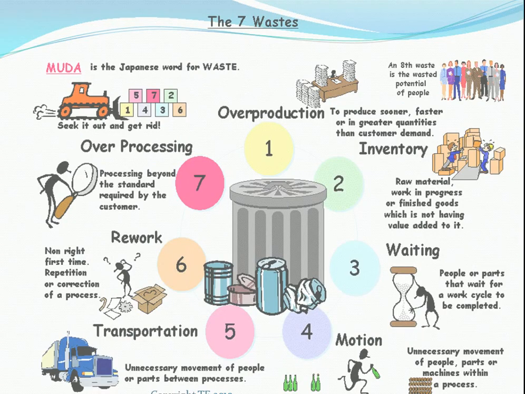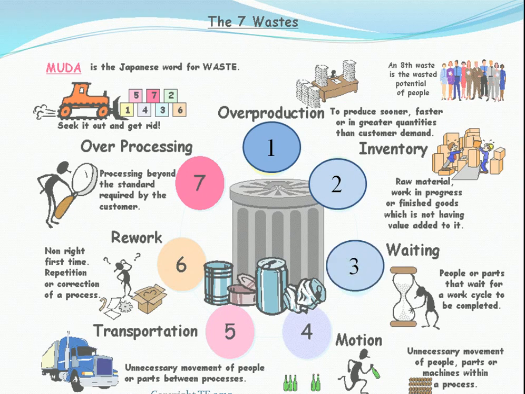Here we can see the pictorial representation of the different forms of waste. The overproduction, to produce sooner, faster, or greater in quantities than required by the customer. Raw materials, work in progress, or finished goods which do not have value added to them. Waiting, where people or parts wait for a work cycle to be completed. Motion, unnecessary movement of the product from one workstation to another workstation, which can even occur when the machineries are not systematically arranged.